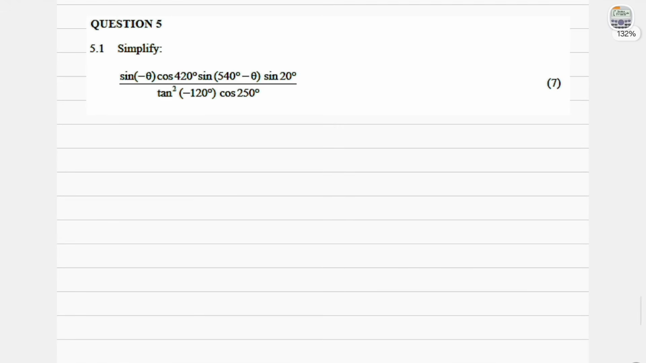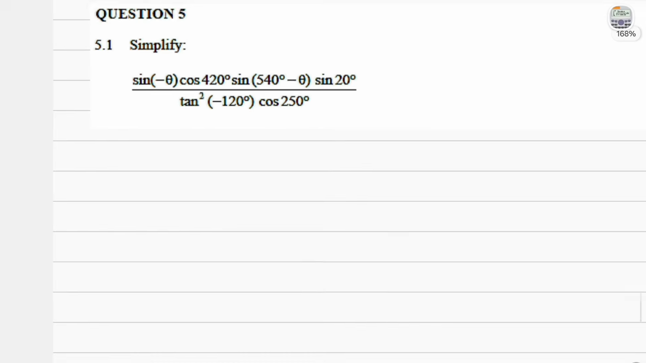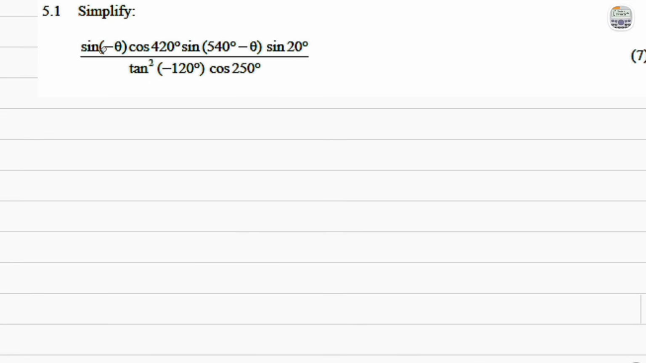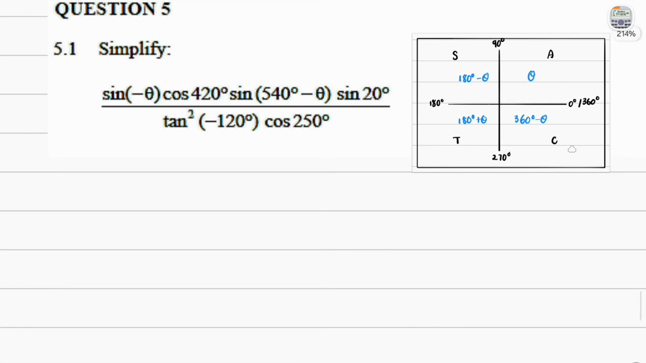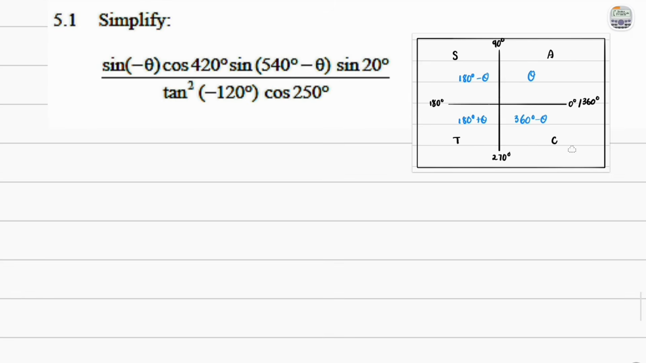Question 5, 5.1 says, simplify, and we've been given this trigonometric expression, and we need to simplify this for 7 marks. Okay, so with this expression, and let's just put the cos diagram down here. With this sine negative theta, do you see that theta is negative? So when our angle is negative, we can simply add 360 degrees to this. So this will become sine 360 degrees minus theta, which we can see is in cos's quadrant, and sine is negative in this quadrant, so it will reduce to negative sine theta.